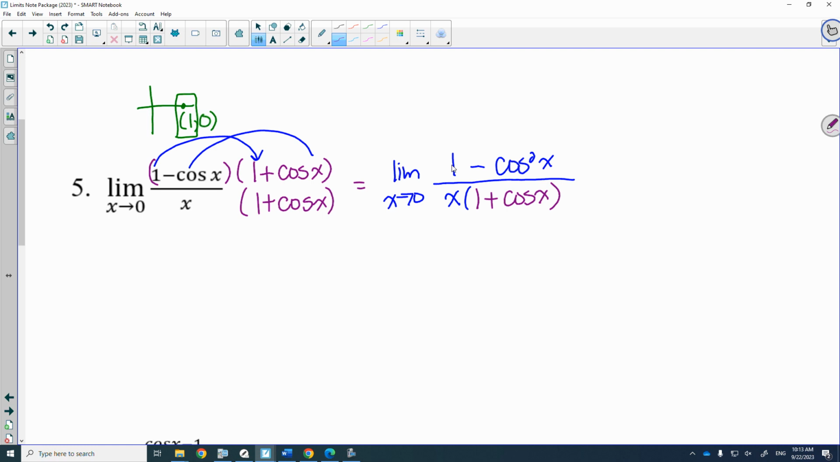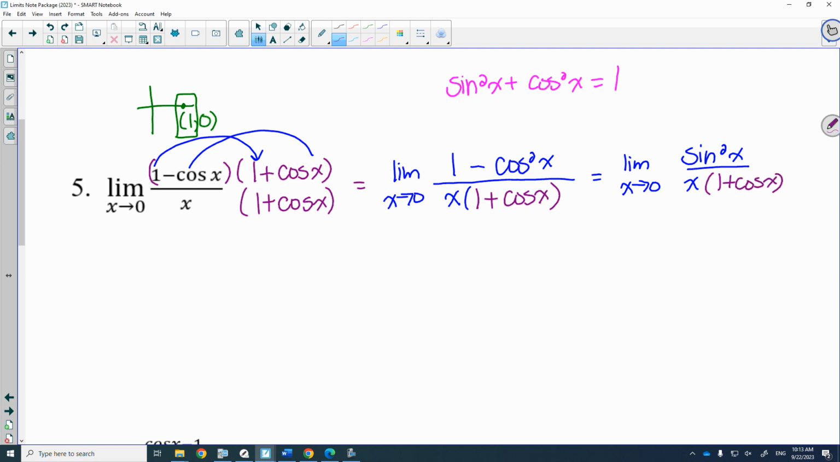So this is where an identity will come into place, and we're going to have a Pythagorean identity. The identity that hopefully you see is sine squared of x plus cos squared of x is equal to 1. So 1 minus cos squared of x, if I subtract cos squared of x from each side, I'm going to be left with the identity, which is sine squared of x. So this is equal to the limit as x approaches 0 of sine squared of x over x times 1 plus cos of x.